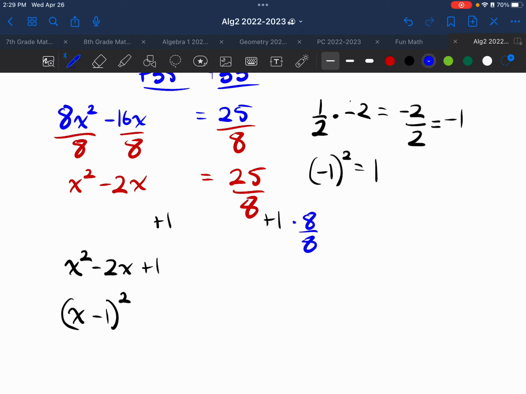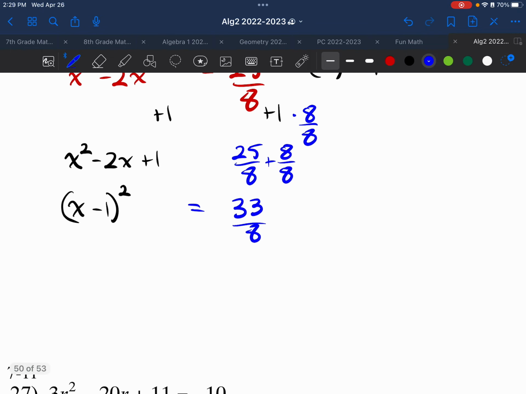So this is really going to be 25 over 8 plus 8 over 8. And 25 plus 8 is 33. So this is going to be equal to 33 over 8. And then from here, I can just solve. So I need to undo this square on both sides. So I'm going to square root the left side, square root the right side.